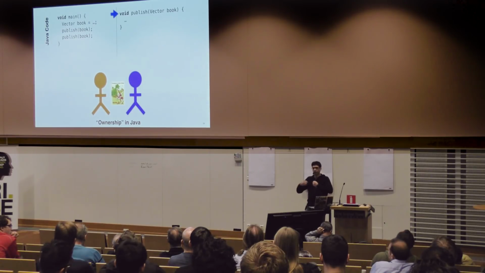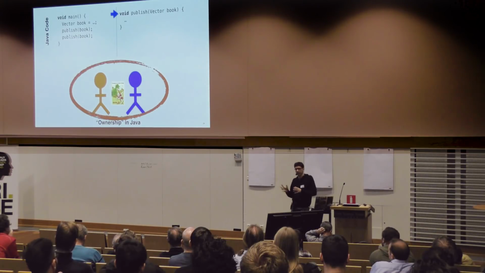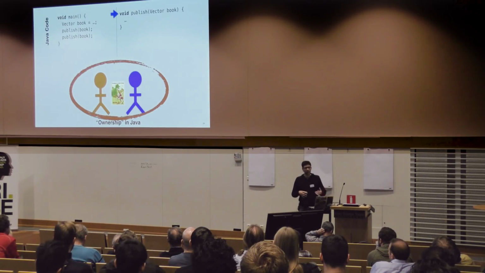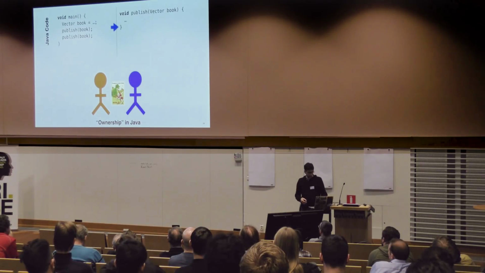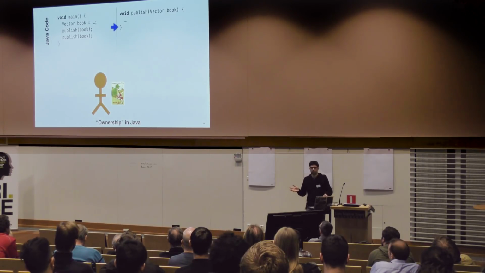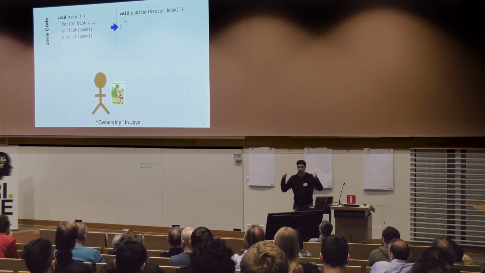And so now we both have access to the same vector, and we are entangled. Any changes that publish makes will affect the code that comes later in main, and vice versa. One consequence of that is that when publish returns, we can't free this vector, because the function publish by itself doesn't know if its caller may still be using the vector or not, right?